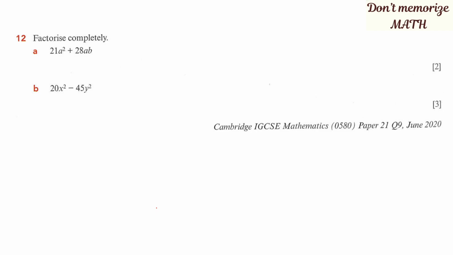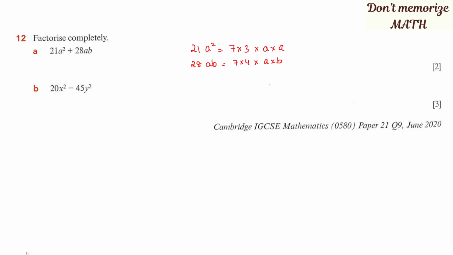21a square plus 28ab. I think we did the same question, only the first one we did in unit 2 past papers, right? Yes, so I will write it one more time. 21a square, split them. 21 is 7 times 3, a square is a times a. Then we have 28ab. 28 you can split it like 7 times 4. ab is a times b.